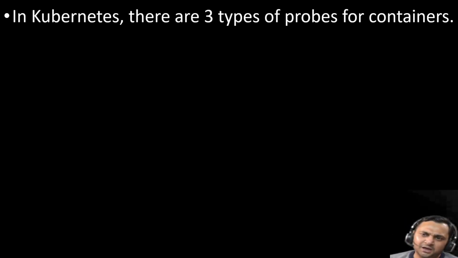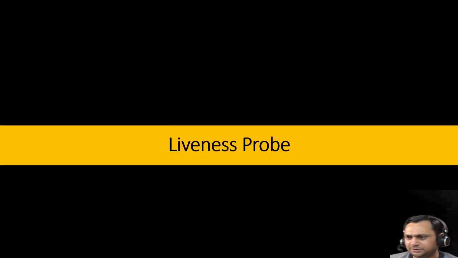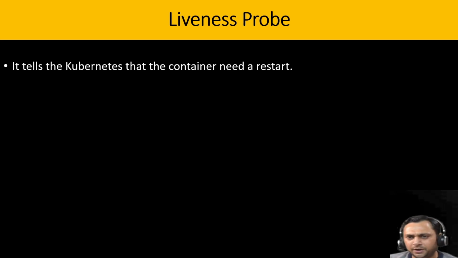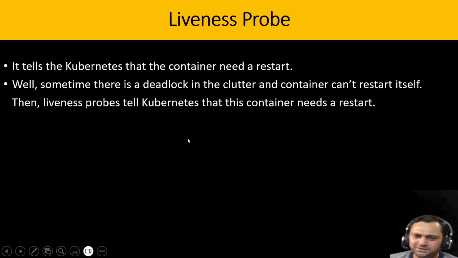In Kubernetes, there are three types of probes for a container: liveness, readiness, and startup. Let's deep dive into the first one, that is liveness probes. It tells Kubernetes that the container needs a restart. Now the question comes to our mind: why do we need a restart? Well, sometimes there is a deadlock in the cluster and the container cannot restart itself. Then the liveness probe tells Kubernetes that this container needs a restart.